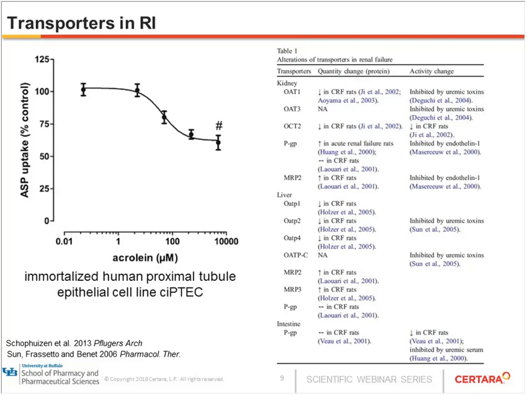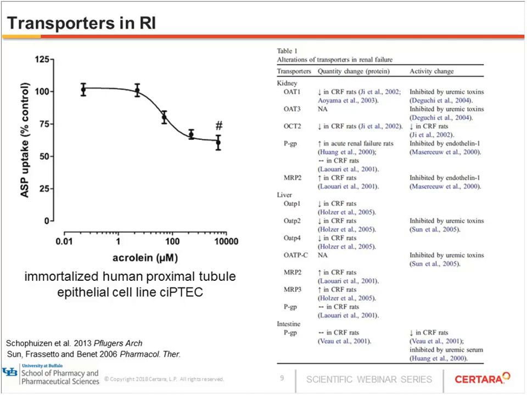And this experiment was performed in an immortalized human proximal tubular epithelial cell line, and you can see that as the concentration of this compound, acrolein, increases, there's a decrease in ASP uptake, which indicates a decrease in the activity of OCT2. Similarly, this has been demonstrated quite frequently in preclinical species. So the table on the right goes through many different transporters in the kidney, liver, and intestine, and shows that there are evidence of both quantity changes and activity changes for drug transporter in renal failure. So we can see a change in drug metabolizing enzyme activity and expression. We can see a change in drug transporter activity and expression.